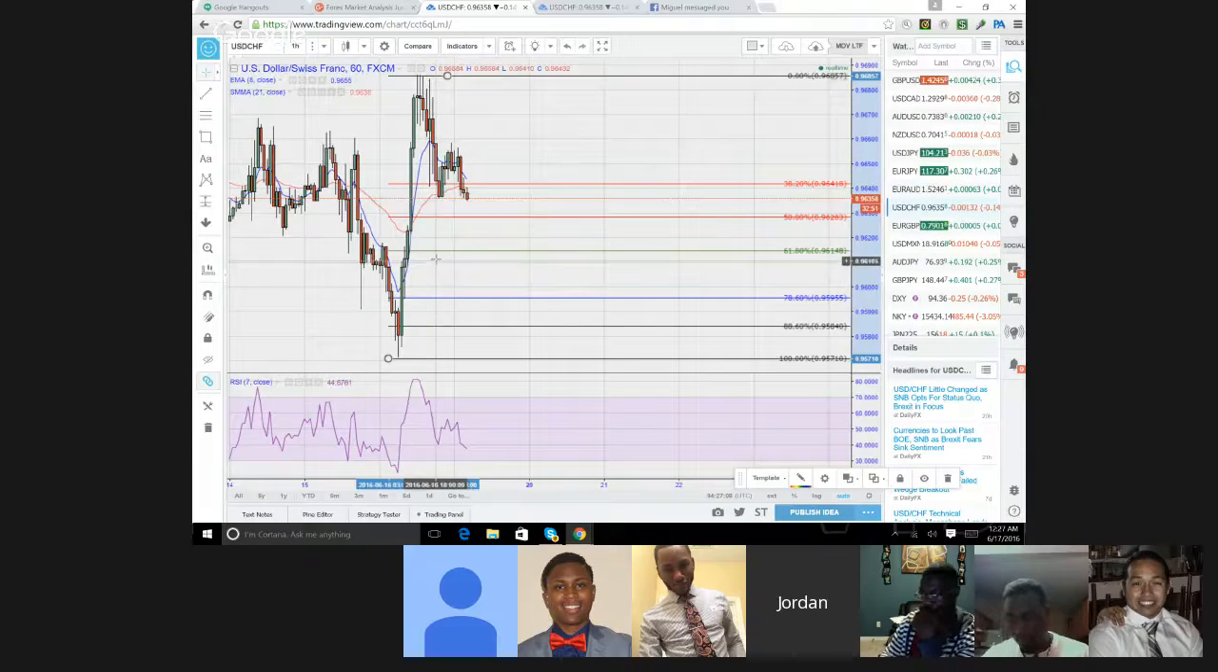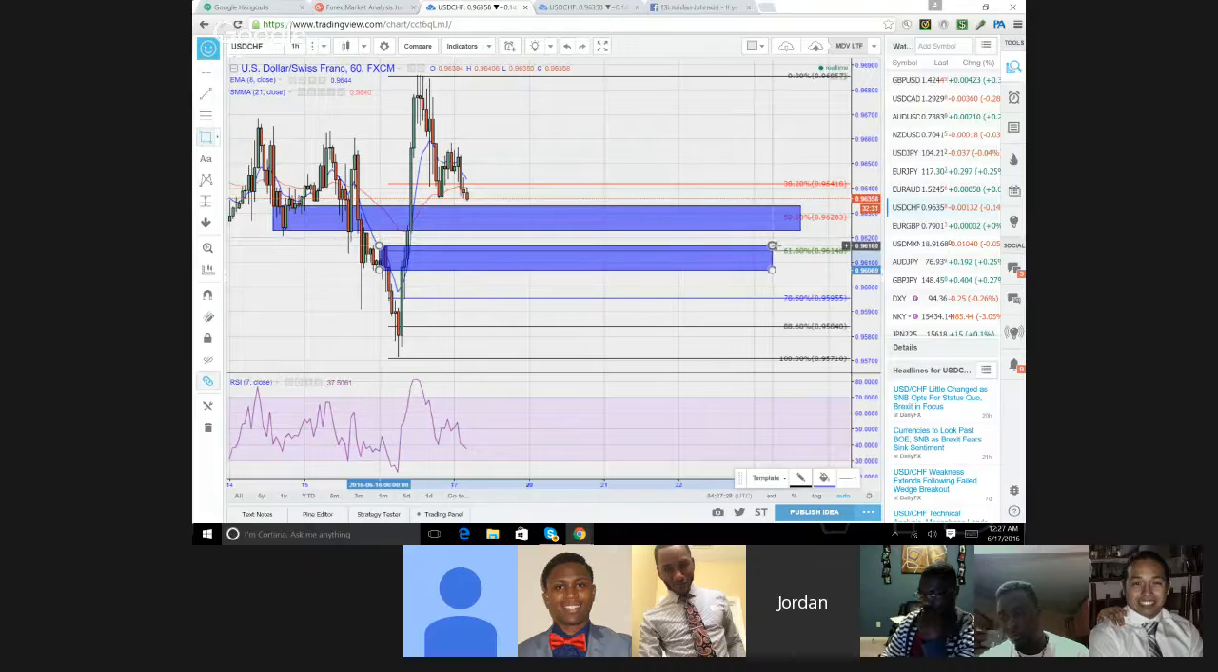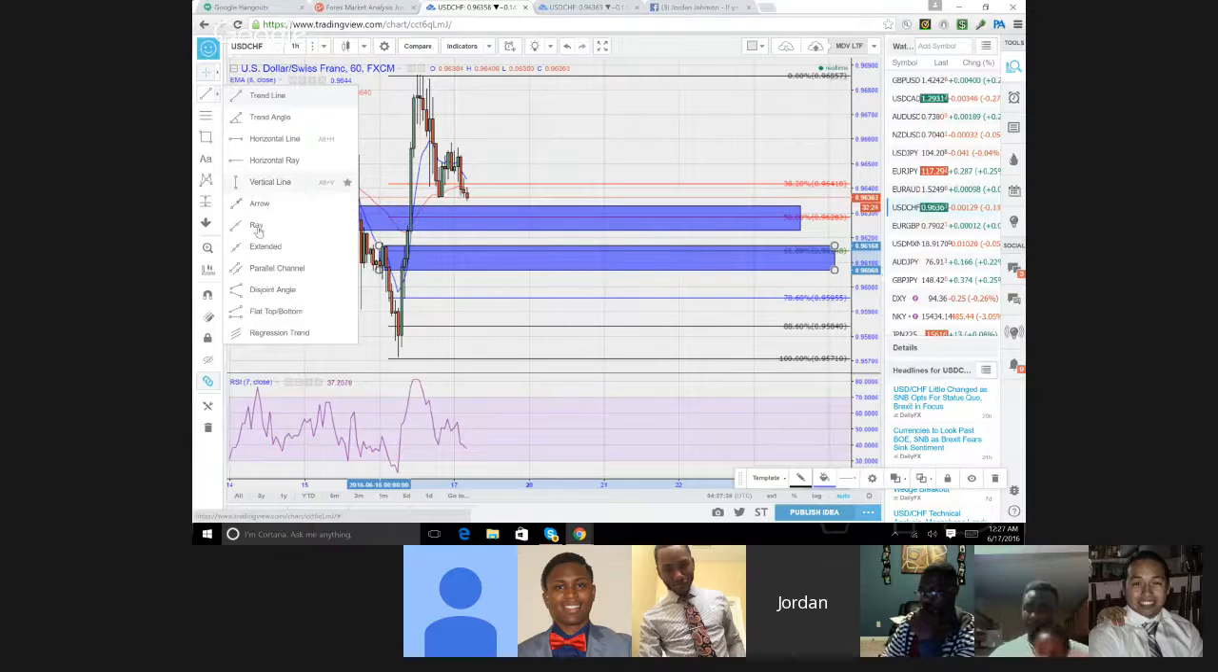We touched this 38.2. We got a structure point right here at the 50, where we'll wait to see how price reacts. This is one place where I will look to get long on this trade, and then we have another great one right here at our 61.8. So these are two levels where I'm definitely looking to get long on dollar Swiss as well.